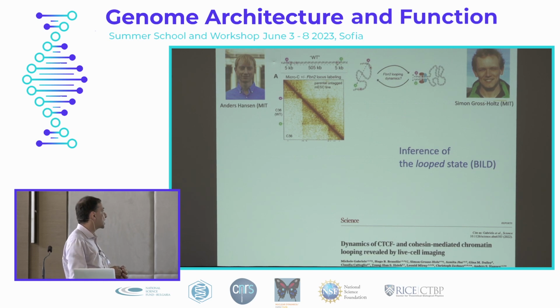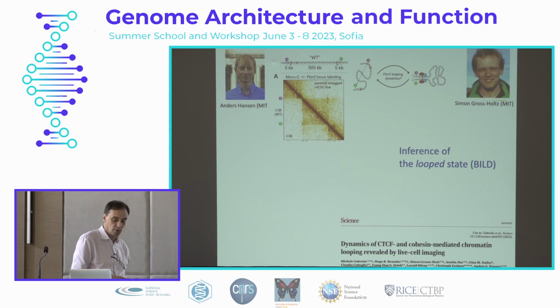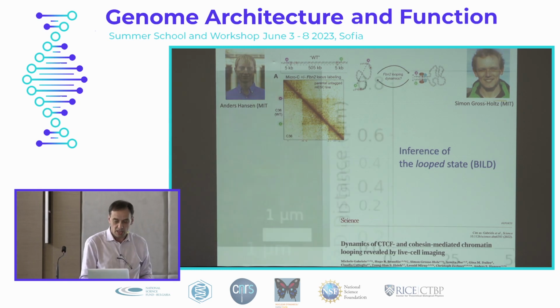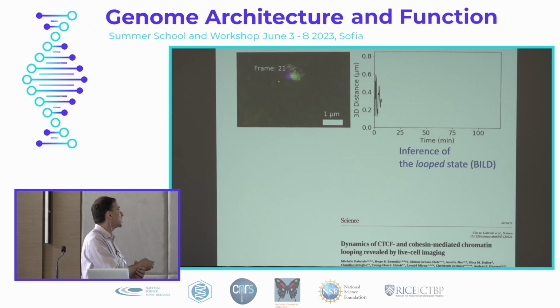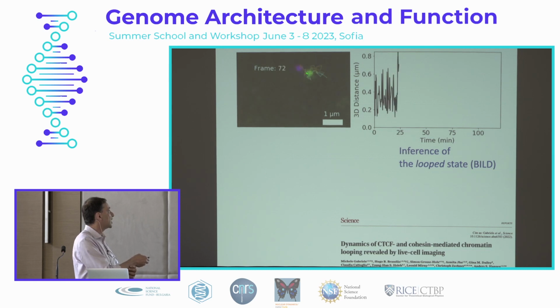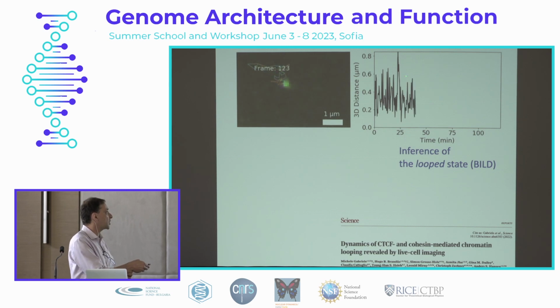In collaboration with Anders Hansen at MIT, we examined live cell dynamics of two regions that are labeled, have CTCFs on their sides. They're separated by 505 kb. And you can track their dynamics in live cells, and then analyze this data. The analysis was done by Simon Grosse-Holz, who just graduated from MIT. So in the experiments, you can track two loci. They move relative to each other. We're looking only at their relative distance as a function of time. So we get this trajectory.